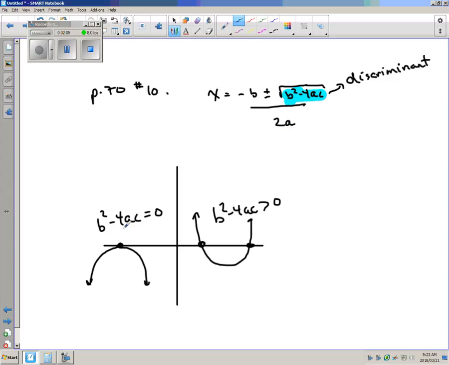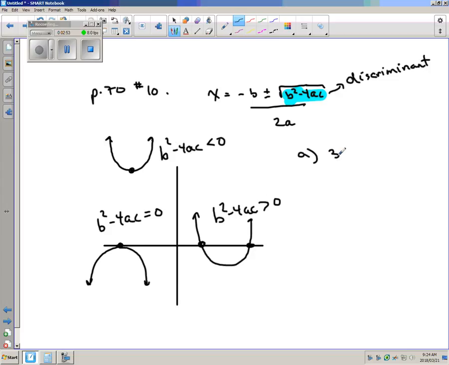The other possibility is a parabola, going up or down, that never crosses the x-axis. When does that happen? The discriminant, b squared minus 4ac, has to be something impossible. The square root of what is impossible? A negative number. You can't take the square root of a negative number. So if b squared minus 4ac is negative, the parabola has no roots.